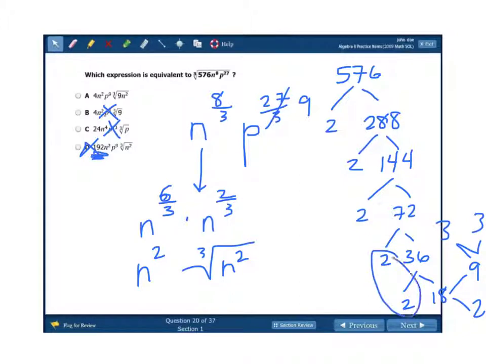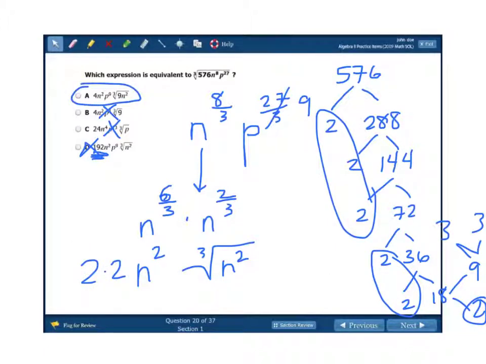So there's 1, 2, 3 factors of 2, and 1, 2, 3 factors of 2. So 2 2's have to come out. 2 times 2 is 4 outside, with 3 times 3 left inside. So that'd be a 9 right there. Excellent. Next question.